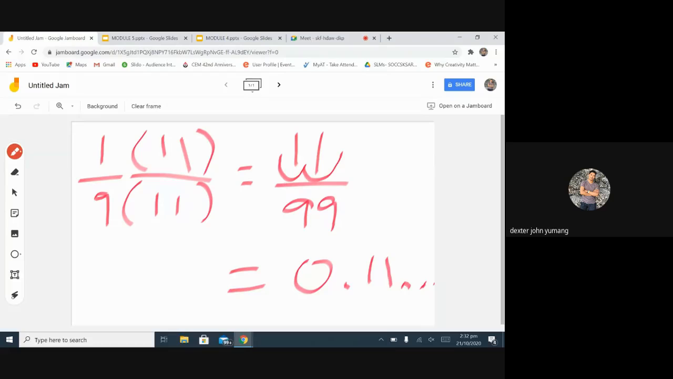Anong kasunod niya? 1 din ang kasunod niya. 1, 1, 1, 1, and so on and so forth. Walang katapusang 1. Ganoon po. Yung kanina, 0.33. So, lagyan siya ng tatlong tuldok. Ibig sabihin po nun, 0.33, and so on and so forth. And that is what we call an endless number or an infinite number. Tama po yung sabi ni Giselle.